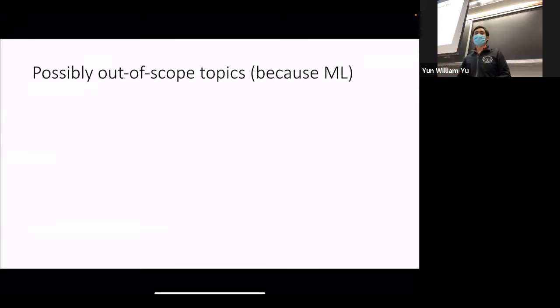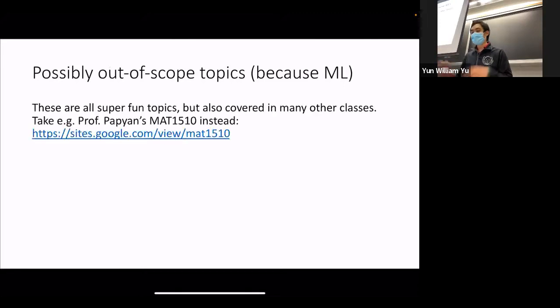There are also a series of topics that are possibly out of scope, mostly because they're standard machine learning topics. So there are many other courses, such as Professor Papillon's 1510, which I know some of you took. But yeah, so these are topics many of which will be covered in other machine learning classes. So I'm not going to cover them unless you guys really want me to.